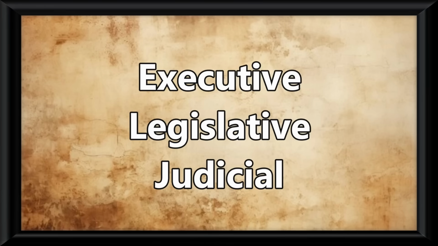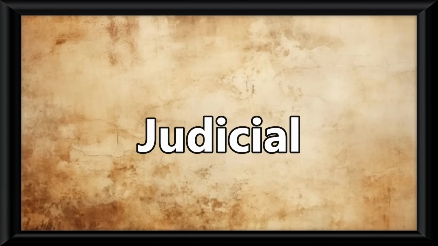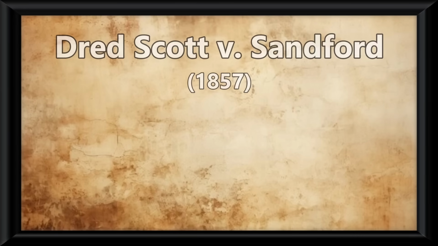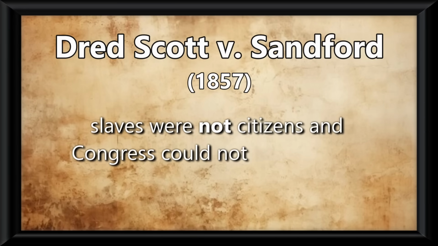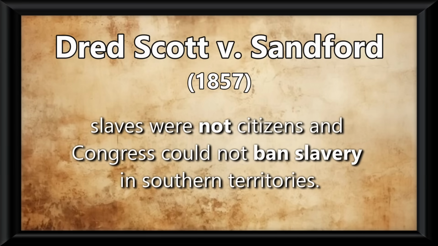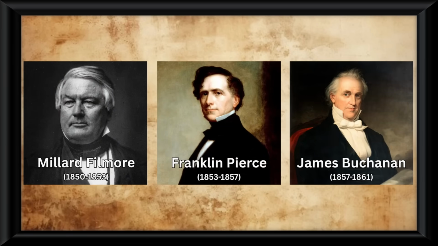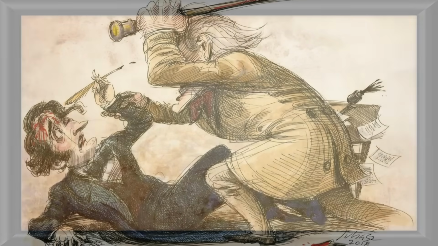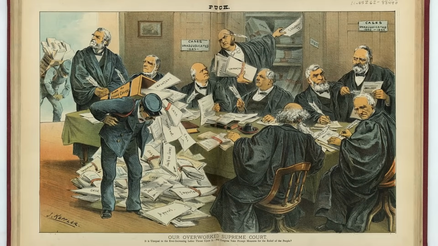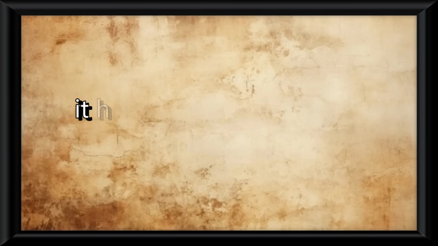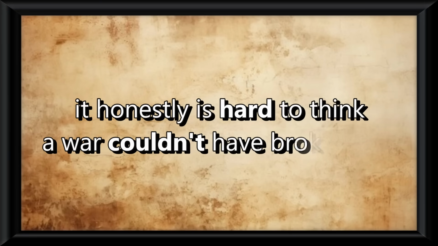Okay, so the legislative is a bust, but as long as we have the Supreme Court, Dred Scott v. Sanford. God damn it. This case established that slaves were not citizens and Congress could not ban slavery in Southern territories. So we have the executive branch being weak. We have people caning each other on the Senate floor in the legislative, and deplorable, sadistic rulings by the Supreme Court. When you look at it this way, it honestly is hard to think a war couldn't have broken out.